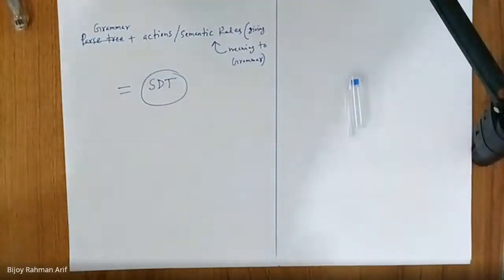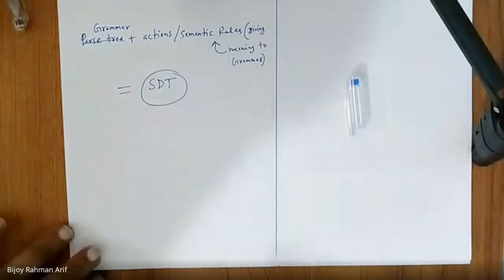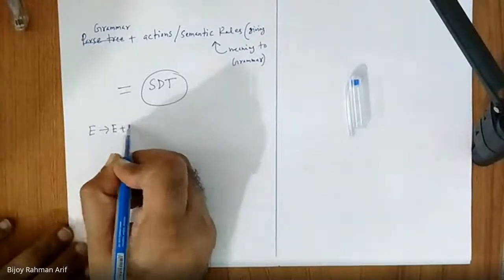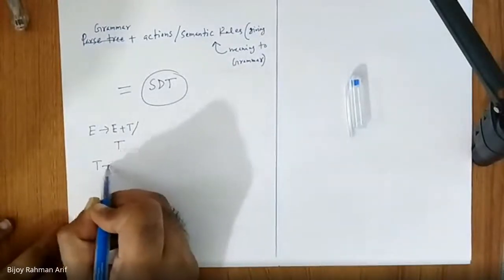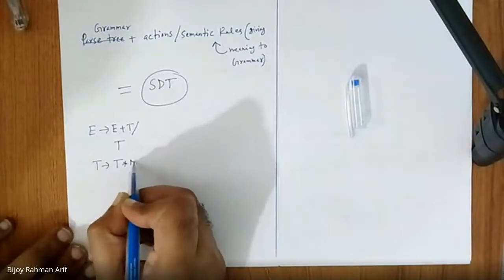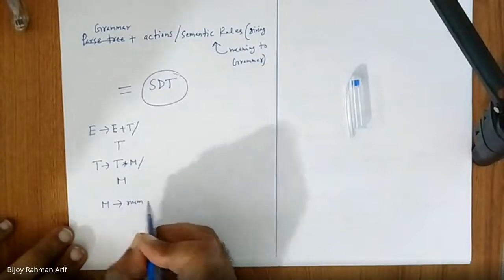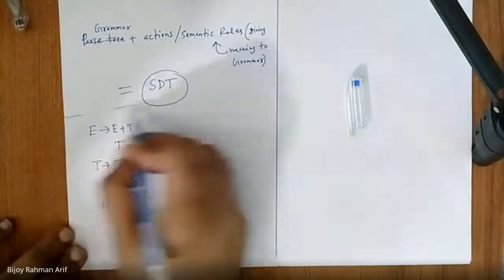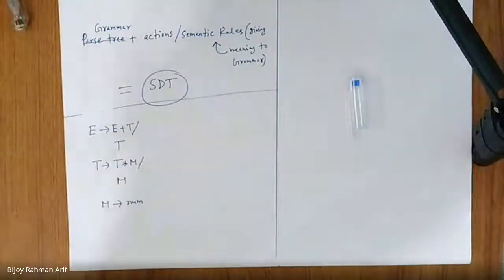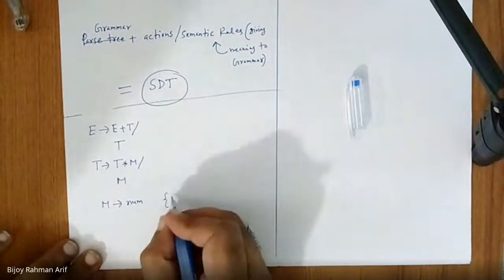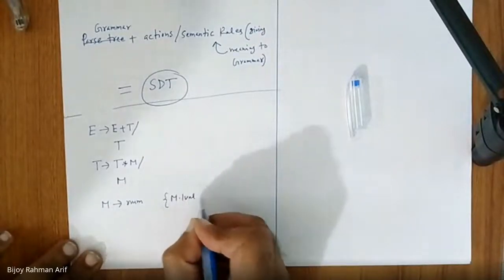So instead of only writing that grammar, if I write like this: E derives E plus T or T, T derives T star M or M, M derives number. Now look, we already know how to give action because in the lex and yacc part we have given action. Am I right? Yes, sir. So same thing. In this case, what would be the action? The action would be like this: M dot val is equal to num.